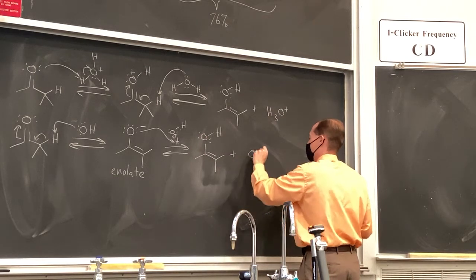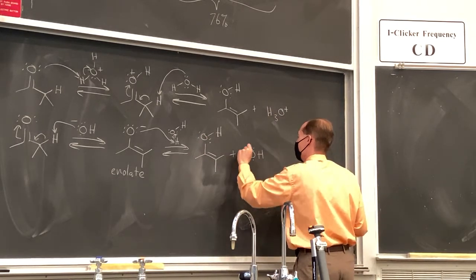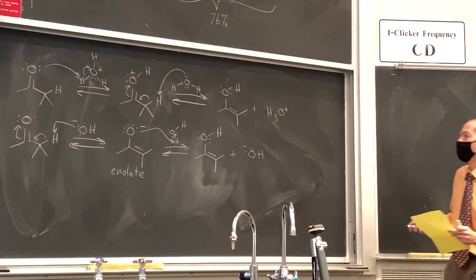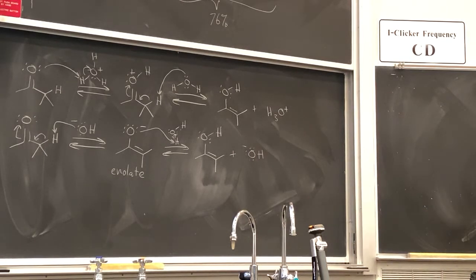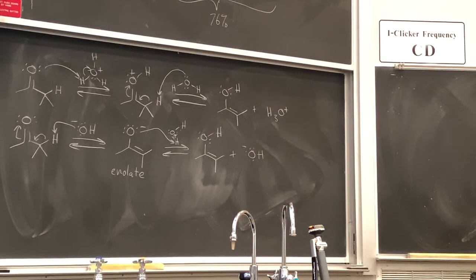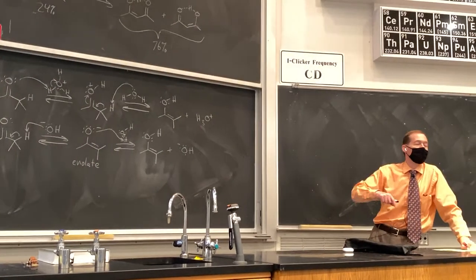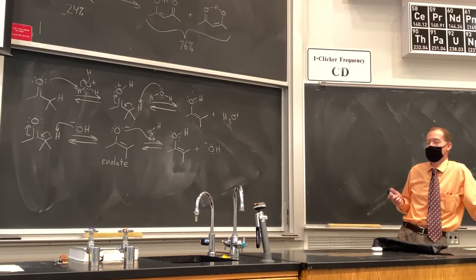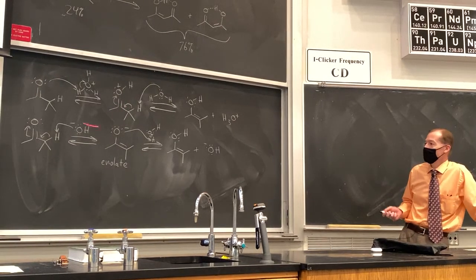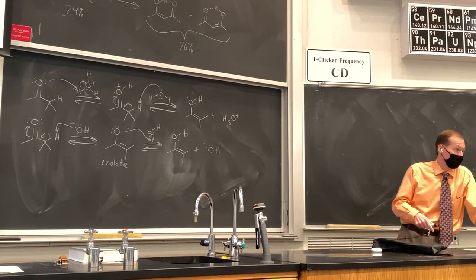And regenerating our base. So you'll see that we have the same two steps, we just invert the order. To go from a ketone to an enol, we have to protonate the oxygen and deprotonate the carbon. In acid, we do the protonation first. In base, we do the deprotonation first.